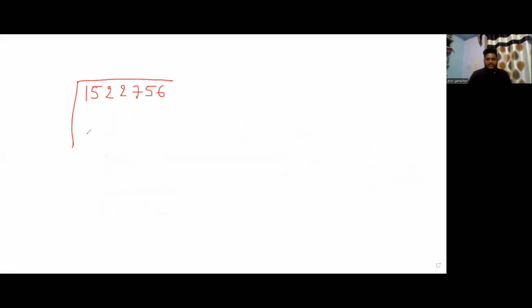From the right side, we have to do a grouping of 2 numbers each. So 56 will be one group, 27 will be one more group, 52 will be one more group, and 1 will be the remaining number. Now I have to write a square which is nearest to 1. So what is nearest to 1? 1 ones are 1. If I subtract 1 from 1, what will I get? 0. Now I have to take out the remaining digits.